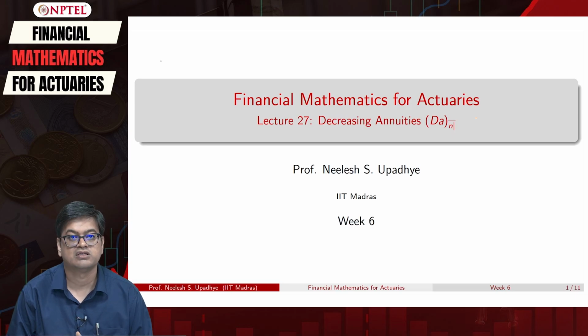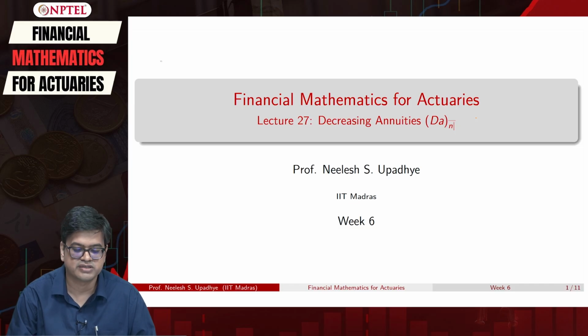Welcome to the second lecture of week 6 on financial mathematics for actuaries. This is lecture 27, and in this particular lecture we are going to discuss an interesting topic called decreasing annuities.